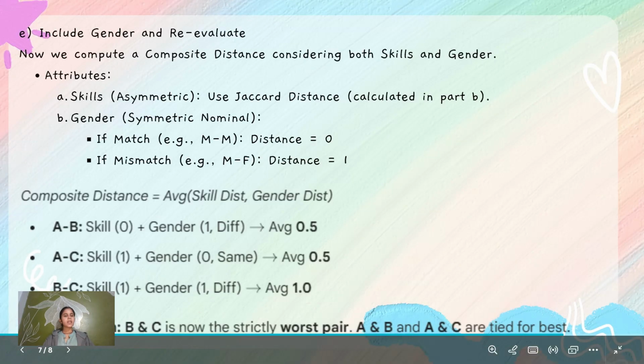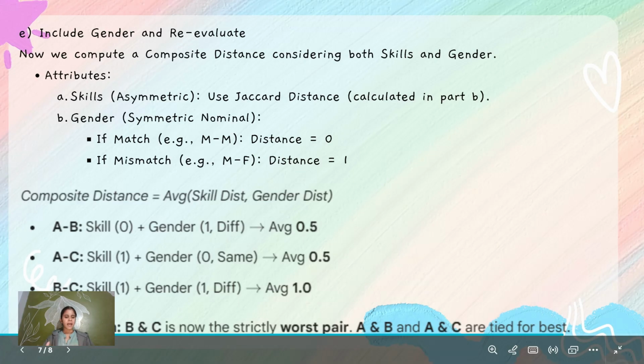Now question E: include gender and reevaluate the dataset. Now we compute the composite distance considering both skills and gender. The attributes are skills, asymmetric, where we use Jaccard's distance calculated in part B, and gender, symmetric nominal. If it matches, for example M and M, distance is 0; if mismatch, M and F, distance is 1. So the composite distance, the average of skill difference and gender difference, for AB the average is 0.5, for AC the average is 0.5, and for BC the average will be 1.0.